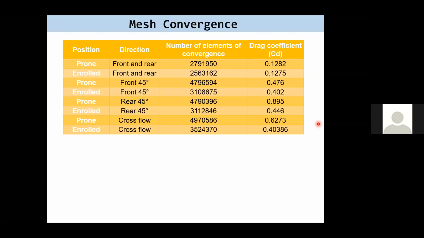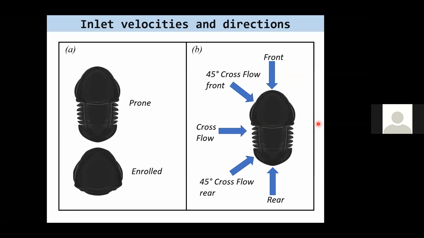Well, we did mesh convergence tests that were performed for each domain to establish the dependence of the results, and we used the drag coefficient as the parameter to determine the convergence. The different configurations were performed to understand the hydrodynamic behavior of this specimen. So we used the reconstruction in a prone position and also in an enrolled position with different flow directions: front, rear, cross flow at 45 degrees, cross flow, and 45 degrees cross flow from the front. So these are the experiments that we did.